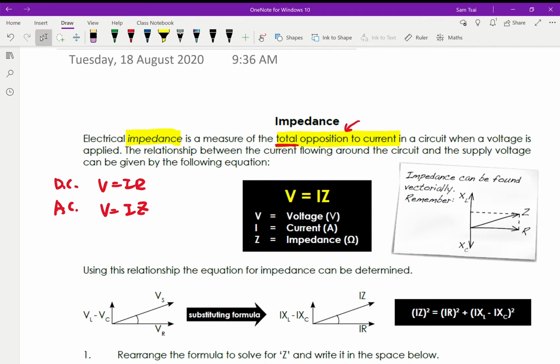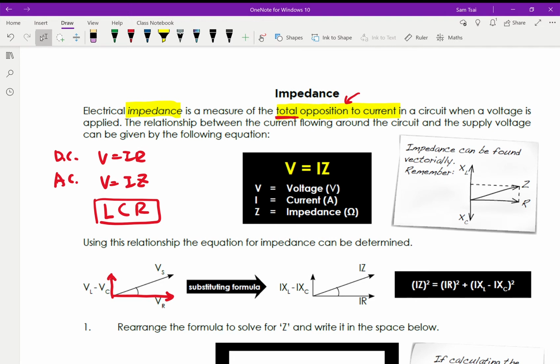Now, how do we get impedance from the circuit if we have an LCR circuit? We have an inductor, capacitor, and resistor together. How can we get its Z? Remember what we just learned: this will be VR, and this is the cancelling of inductive and capacitive reactance. Now we can put in Ohm's law. I think you remember. VR is IR, VC is IXC, and VL is IXL.